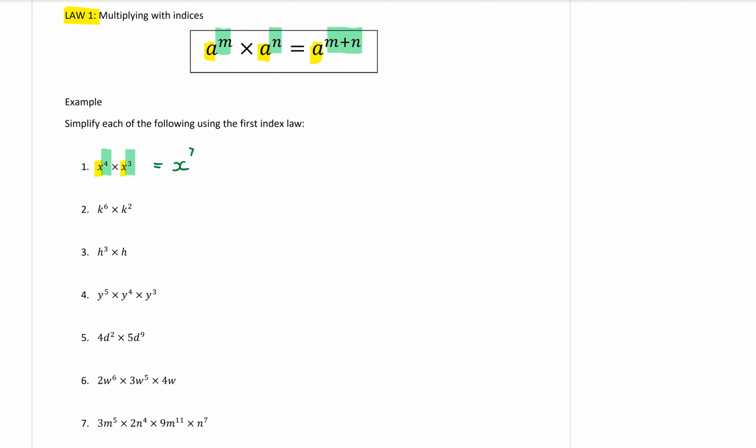Now the reason this works, if you want to know, if you do it the long way, x to the power of 4 would be x times x times x times x, 4 x's times together. X to the power of 3 would be 1, 2, 3 more x's. Altogether there is 1, 2, 3, 4, 5, 6, 7 x's multiplied together, which would be the same as x to the power of 7. Okay, so that's the long way of doing it. We don't want to do the long way though.